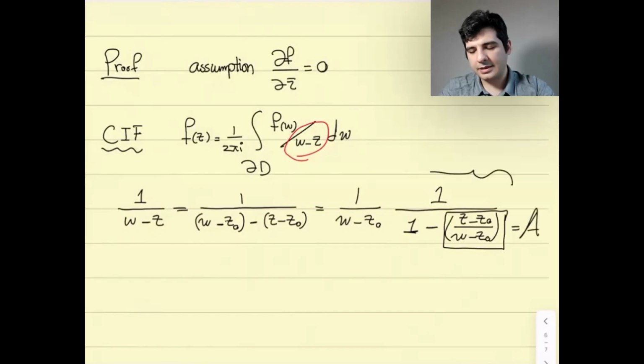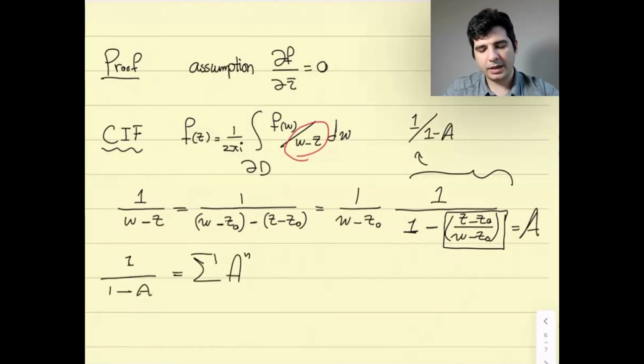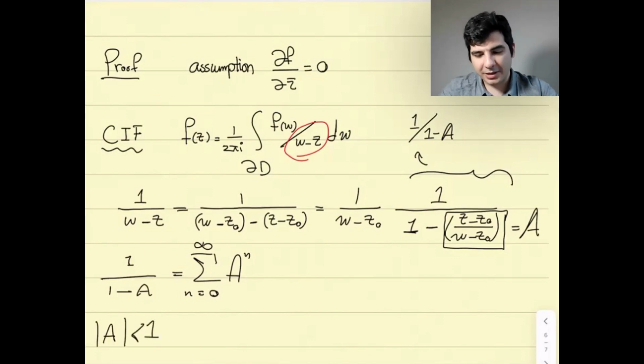Okay, let's call this whole thing a. Look at this second expression. Here we have 1 over 1 minus a. So the claim is that 1 over 1 minus a is the sum of a to the n, where n goes from 0 to infinity. Why is that? This is correct, remember, when a has norm less than 1. So in order to say I can do that, I should say this expression has norm less than 1.